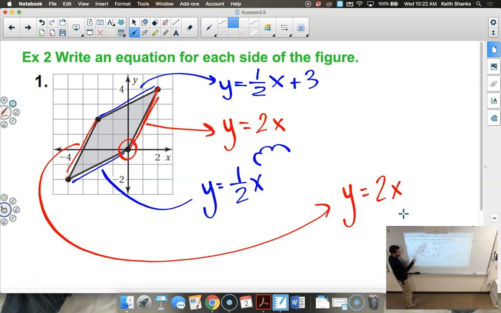Because the slope of this is up 2 over 1, up 2 over 1. What if it continued up 2 over 1, up 2 over 1? How long does it take until I cross the y-axis? Well, you can kind of count the spaces: 1, 2, 3, 4, 5, 6. So plus 6.